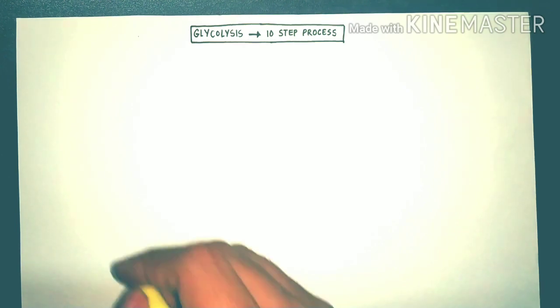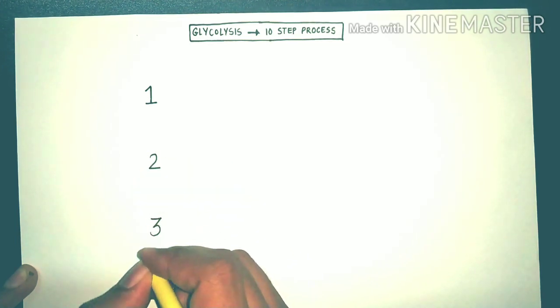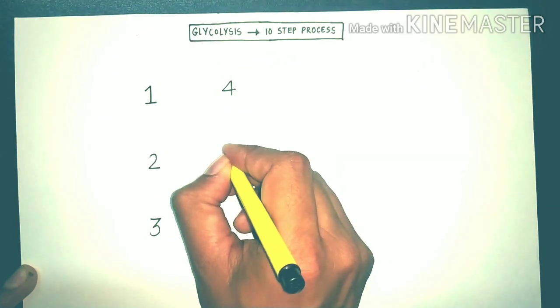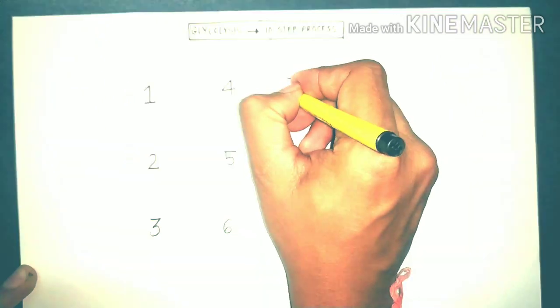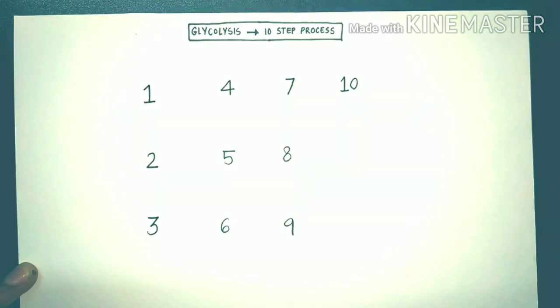10 steps. We will start by writing the numbers from 1 to 10, indicating the steps 1 to 10 of glycolysis. We will write the numbers in such a way that only 3 numbers are there in one column. As you can see here, 1, 2, 3 in one column, 4, 5, 6 in one column, 7, 8, 9 in one column, and then 10 in the last column.